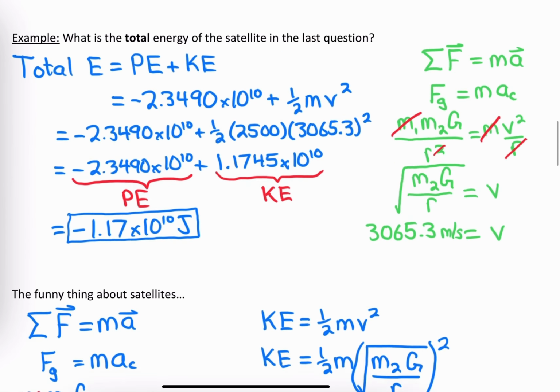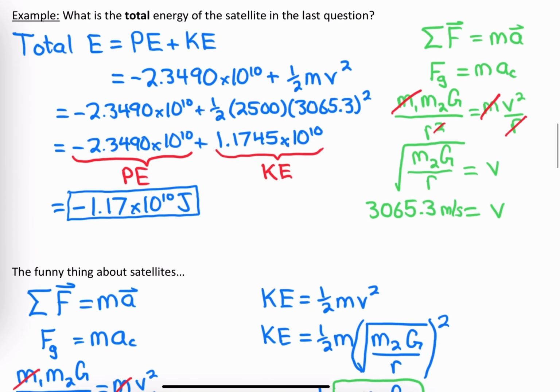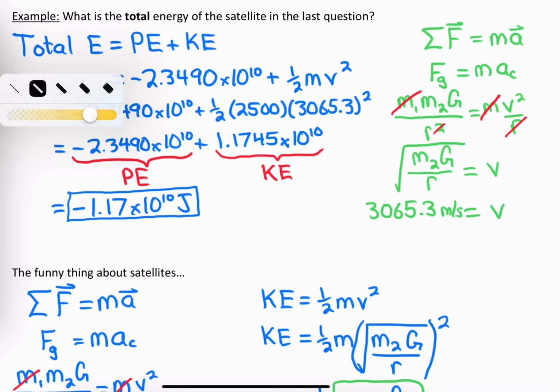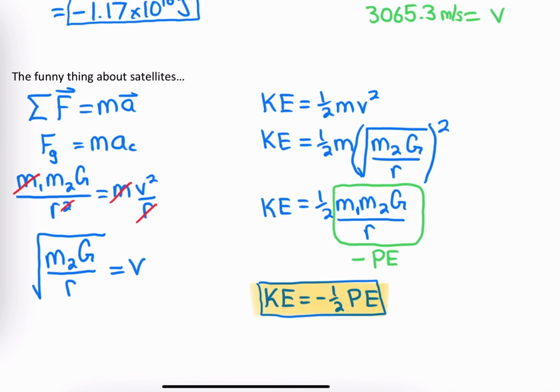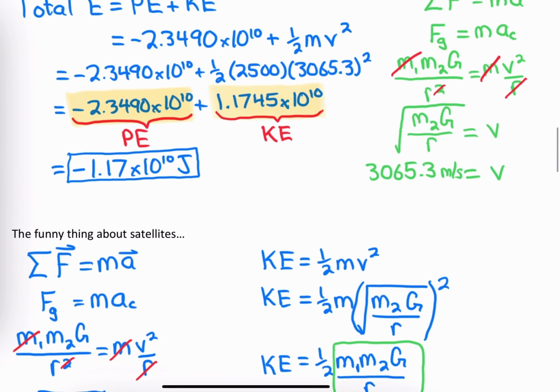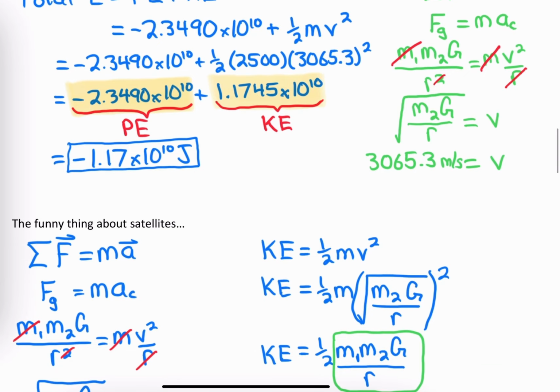And this jives with what we found in our previous example. Here was our potential energy. And if we multiply that by negative 1/2, we get exactly this number here, our kinetic energy. So we sort of proved that it works by leaving all the variables in. And then we've actually already done one example with numbers to demonstrate it.